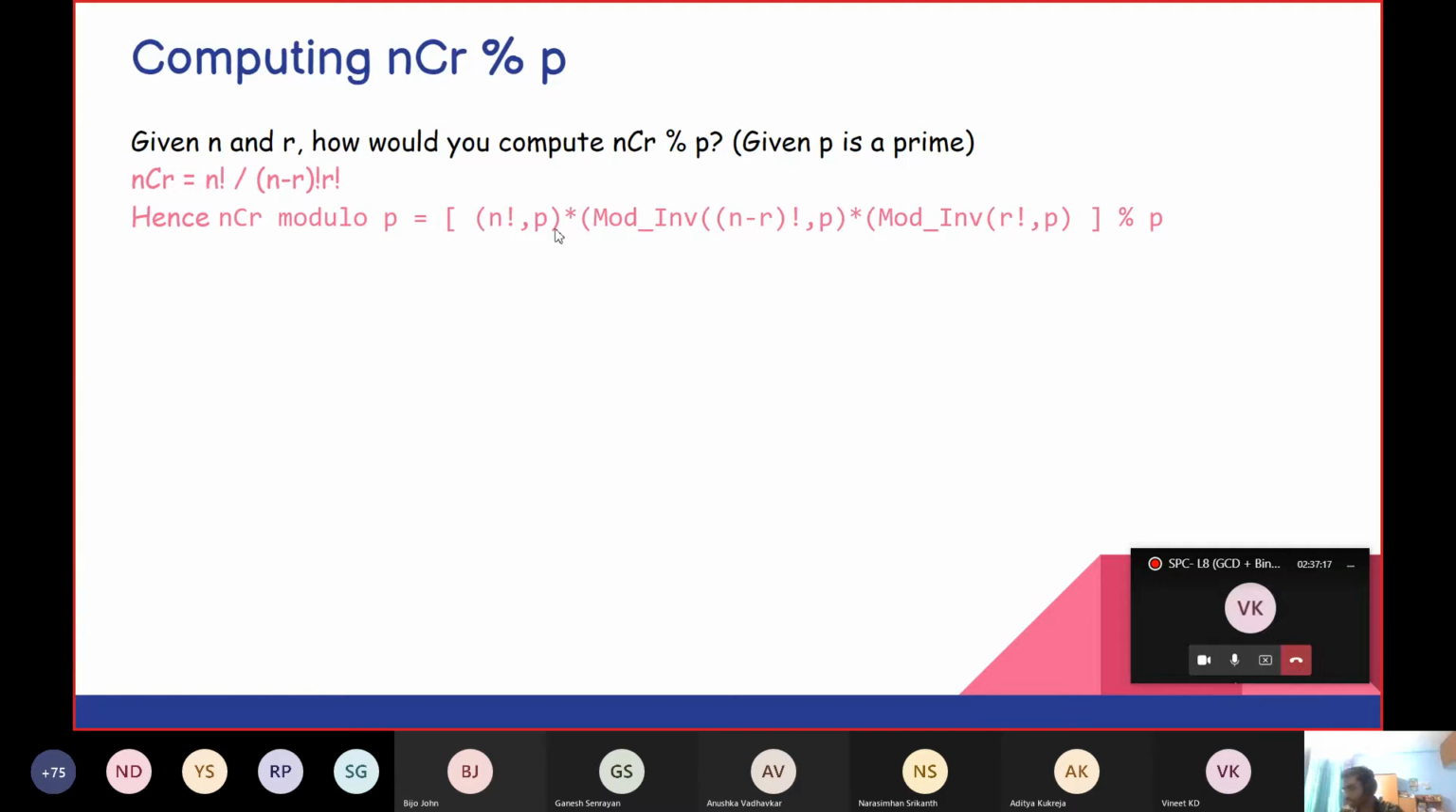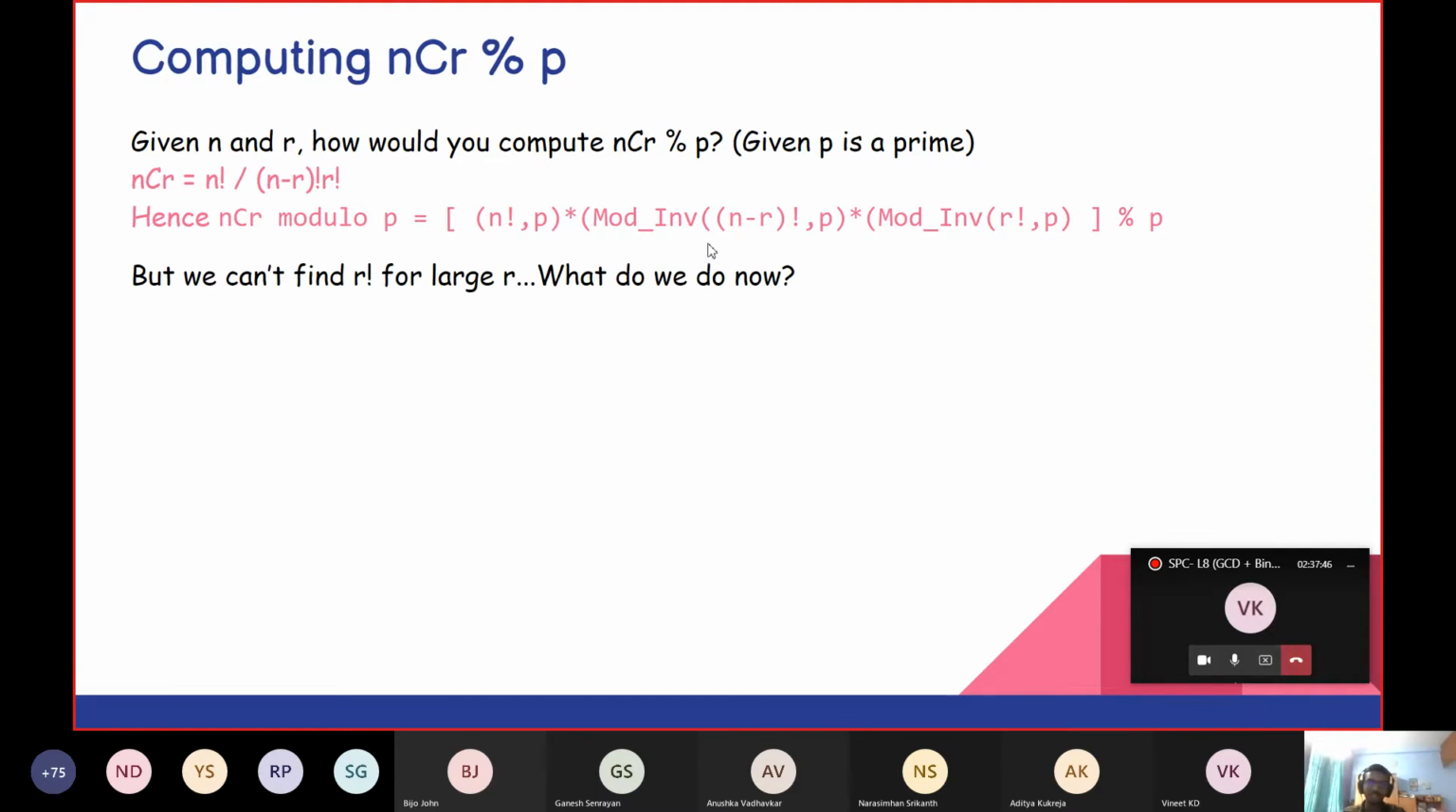Do you guys have any doubts in that? In finding n factorial percentage p? You can raise your hand. So n factorial percentage p into mod inverse of this value into mod inverse of this value, that whole product percentage p. So I have reduced this seemingly tough computation into just 3 steps, if I have written this mod function and I have done some pre-computations.